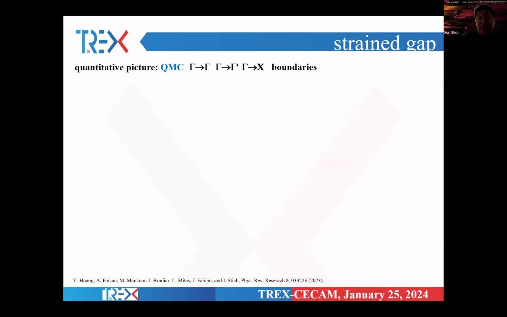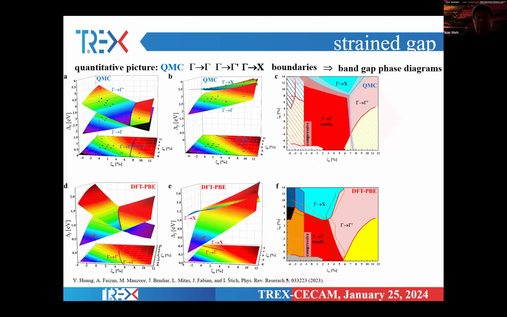I have so far studied how the gamma to gamma excitation scales with the strain. I would now like to outline the region where this gamma to gamma excitation is realized, and I can do that by studying the potential energy surfaces for different excitations, and from the intersections I can determine the boundaries. This is what is done here. This is gamma to gamma prime. This is gamma to gamma and gamma to X. And from that, I can construct this sort of phase diagram where you see this gamma to gamma region.